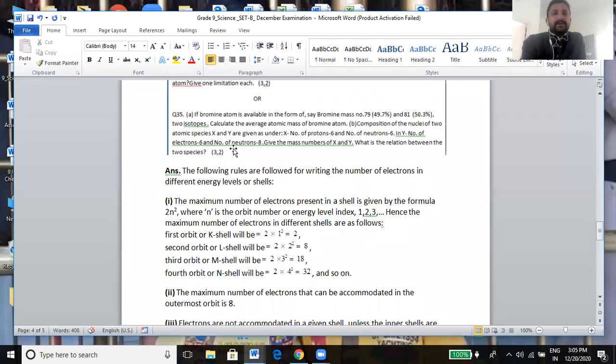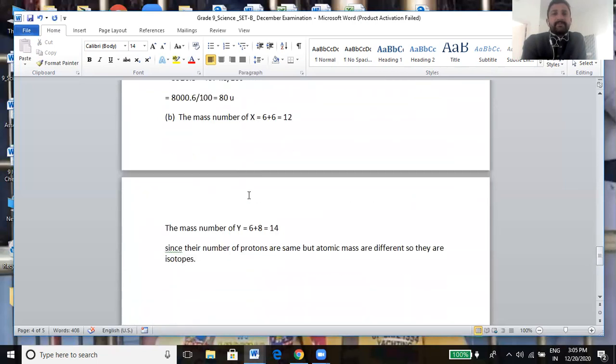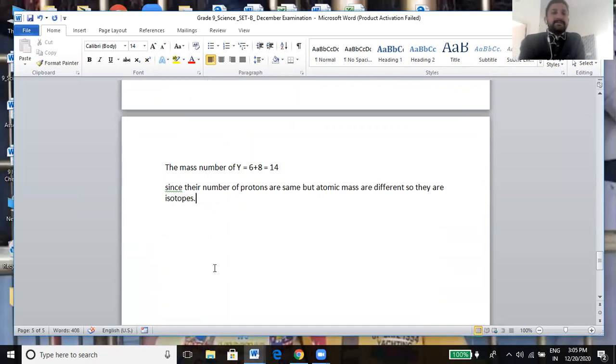Composition of nuclei of two atomic species X and Y is given. Number of protons is 6, number of electrons also 6. In Y, number of electrons 6, number of neutrons 8. And give the mass numbers of X and Y. If you see 6 plus 8, their mass number will be, number of protons are same, but their mass numbers are different, so they are isotopes. Because according to the definition of isotope, if they have the same atomic number but different mass number, they are known as isotopes.